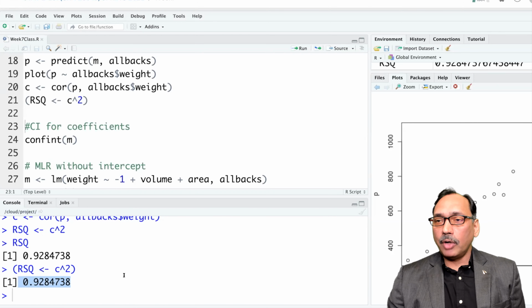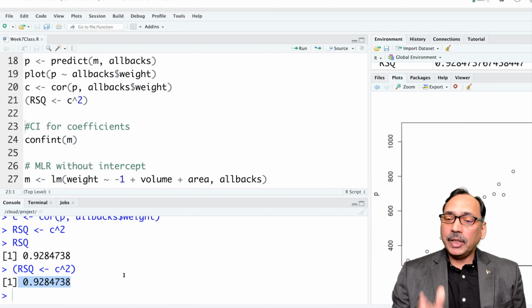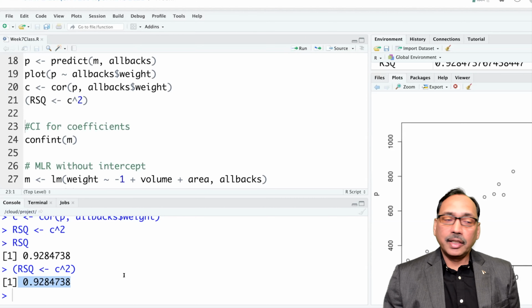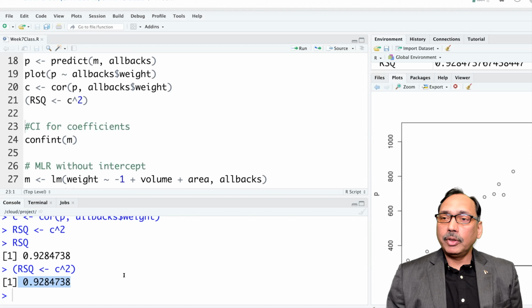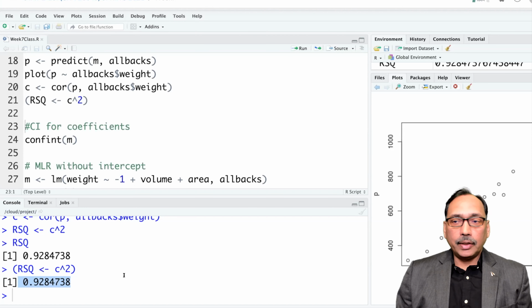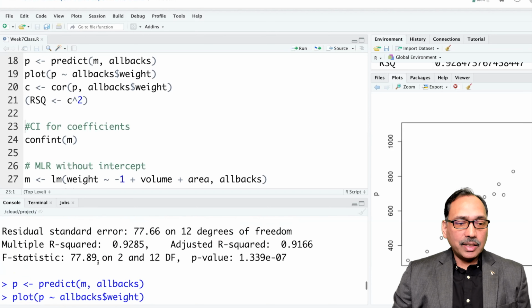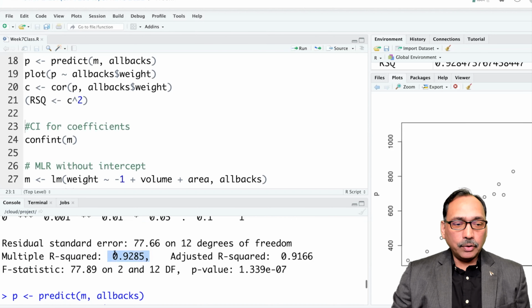Because once you develop a model and you have P versus the actual response, and you find the correlation between those two and square it, you get the R square value. But in any case, even this summary gives you the R square value very easily.